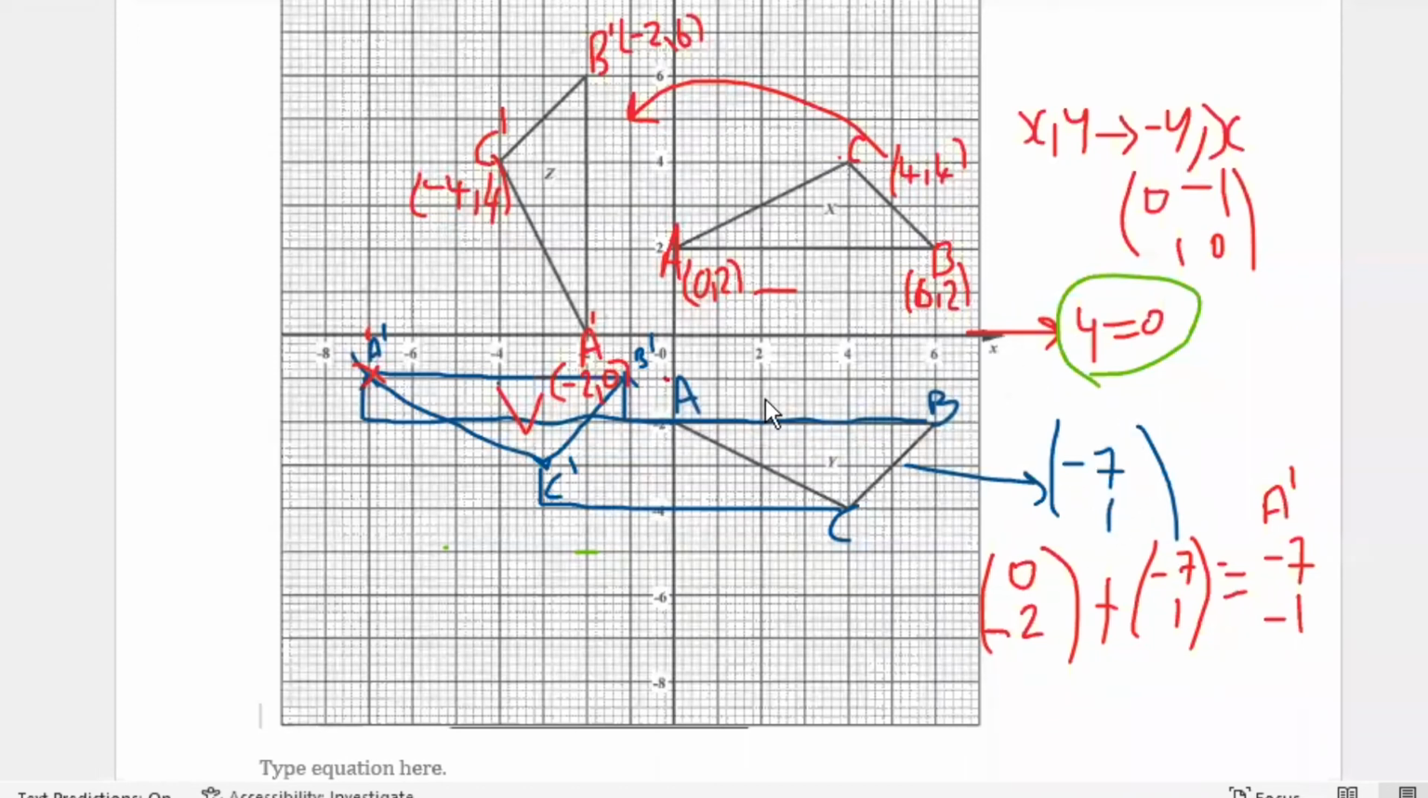So that is what we use to find what our A prime, B prime, and C prime values are, in order to label the triangle V, which is what the question asks us to do. You could use the same translation vector in the equation format. You take B, which is 6, negative 2, and if you add negative 7, 1, you'd still get the same value, which is negative 1, negative 1. So either way that you choose to do it, you would arrive at the same answer.